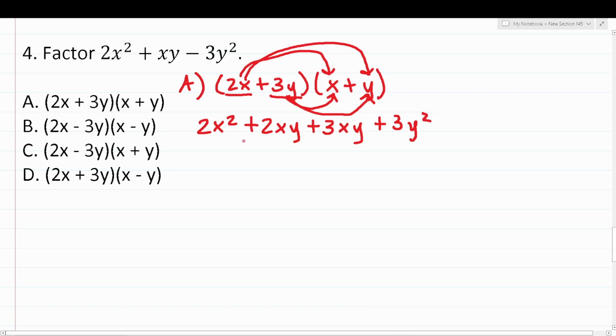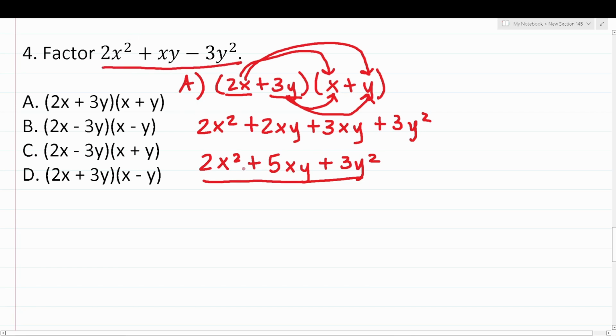All right, let's simplify this by combining like terms. This becomes 2x squared plus 2xy plus 3xy is going to be 5xy, and then plus 3y squared. Does this polynomial match this polynomial? We have 2x squared plus xy plus 5xy. So it doesn't, and therefore we know these are not the factors of that. Let's go ahead and work on b now.